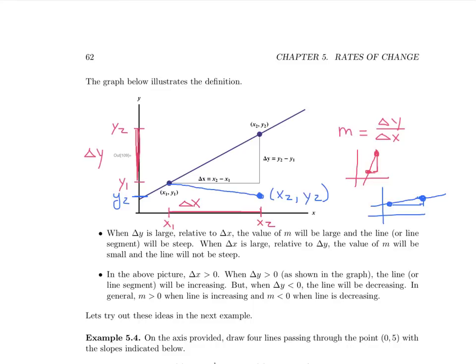In general, when m is positive, that would correspond to delta x and delta y both being positive, meaning both x and y are increasing. Then you're going to have an increasing line, like this. It will have an upward trend. But when m is negative, that generally corresponds to delta y being negative. In other words, y is decreasing, so you're going to have a line that is decreasing. In other words, it'll have this downward trend. Let's try out these ideas in the next example.